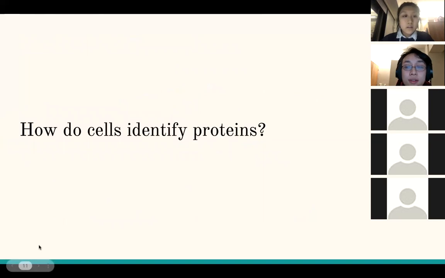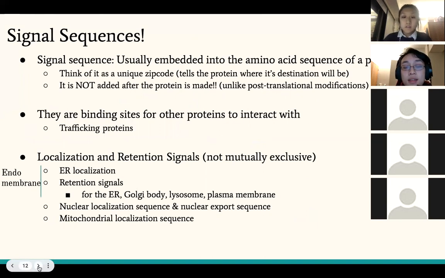And so, if we're thinking about this, how do cells actually identify proteins? They do it through signal sequences. Signal sequences are essentially amino acid sequences that have specific properties, right? When we remember that primary structure develops into secondary and tertiary structure, these stretches of amino acids will create a fold in the final protein, and it will have a specific property that carrier proteins will recognize and bind to. That's really all a signal sequence is. It's a binding site for other proteins to interact with.